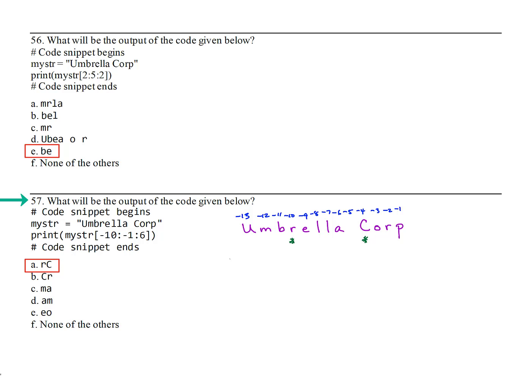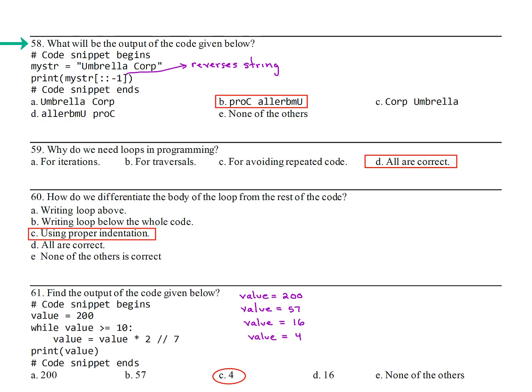And this one has negative. The next problem, 57, has negative indices. Notice I've labeled them up top. Start at -10. Go to the last character not inclusive by 6s. So you start at -10, count forward every 6 characters. You only have 2 characters before you run out of room in the string, so it should be R, capital C, answer A.